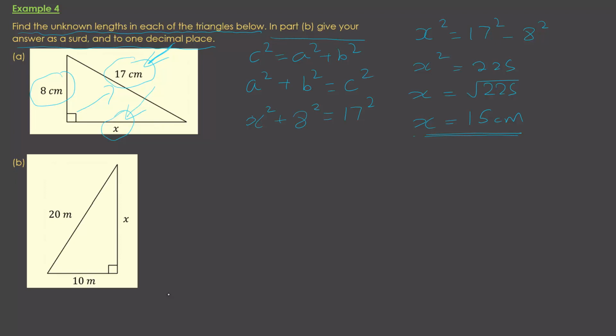Note, a good check is 15 is less than 17, it can't be longer. So if you end up with an answer that's more than 17, then you've probably done something wrong. So let's go to B.